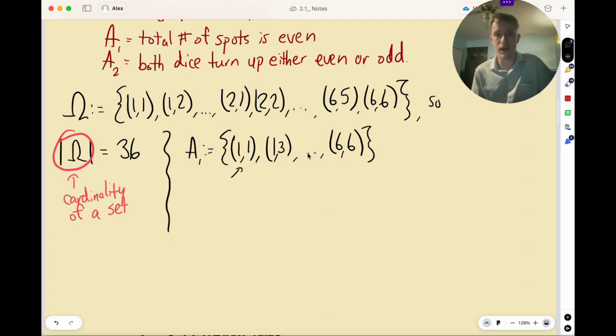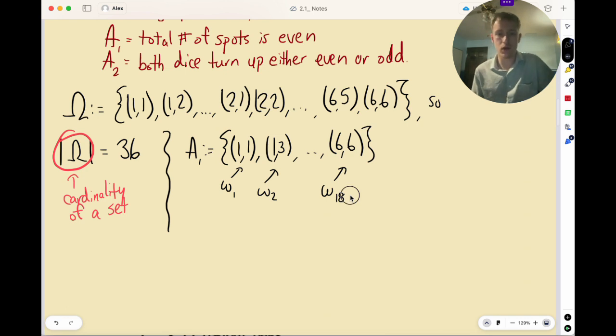Alternatively, you can call this omega 1, you can call this omega 2, and then if you keep counting, this will be omega 18. So the cardinality of this is 18.